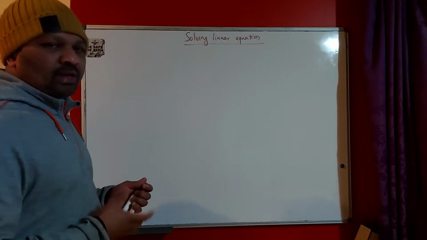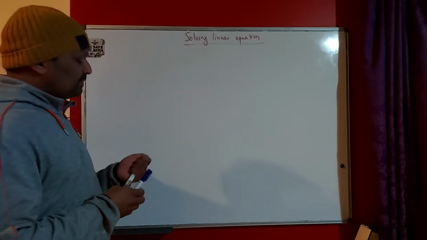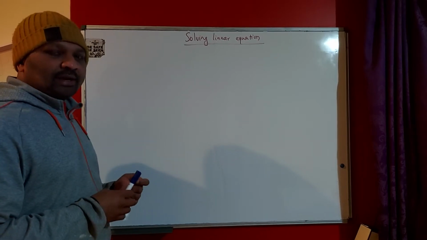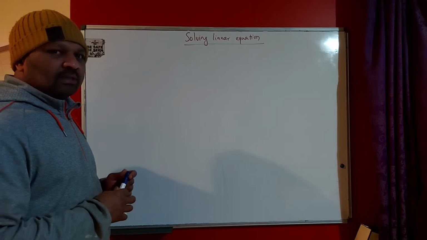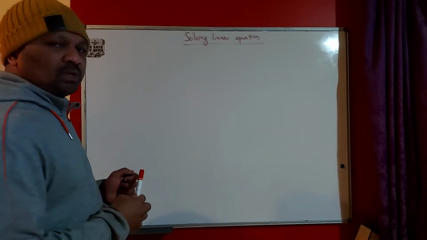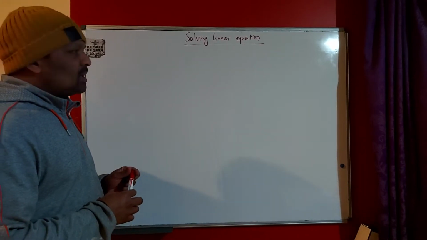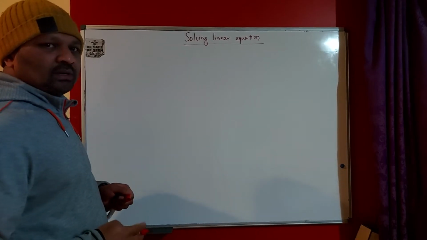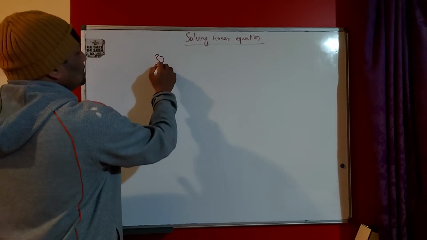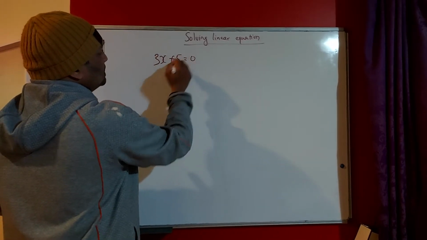What is a variable? Anything that is not known is a variable. For example, in mathematics, we use letters like X, Y, Z, A, B, C. Those are the letters that we use to represent unknown quantities. So, what is an example of a linear equation? For example, 3x plus 5 is equal to 0. Is this a linear equation?